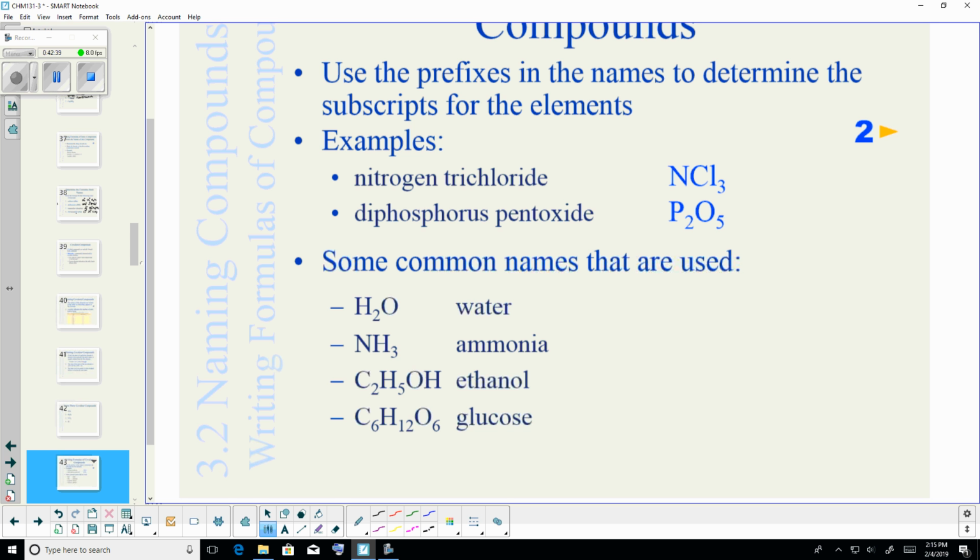C2H5OH is ethanol. We all know ethanol, right? Well, those of you who are over 21 know ethanol. Yeah, I know you know ethanol. And C6H12O6 is glucose or blood sugar.